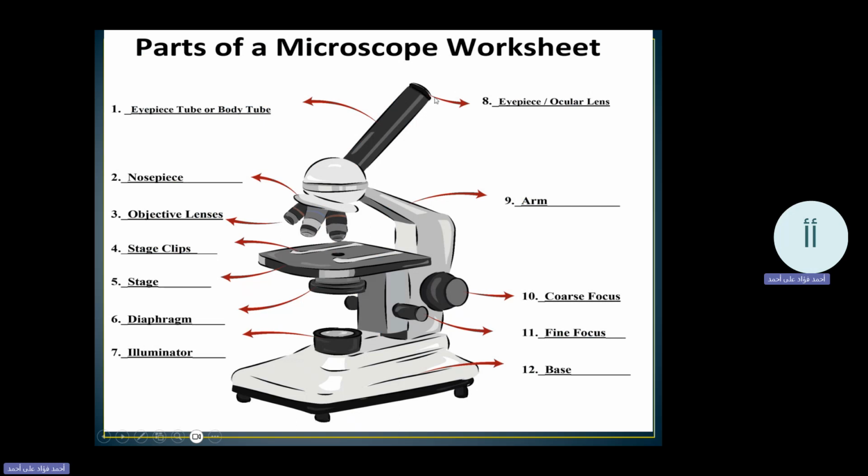هنا عندنا في البدايه الاوكيولار لينس او الاي بيس، وده زي تيوب كده في نهايتها جزء اسمه النوز بيس. النوز بيس بيبقى فيها مجموعه من الاوبجكتيف لينسز differ in الماجنيفاينج باور بتاعته. يبقى عندنا اول لينس اللي هي الاوكيولار لينس، العدسه اللي انت بتبص من خلالها، او بيسموها الاي بيس. بعد كده في التيوب في نهايتها النوز بيس، فيها مجموعه من اللينسز differ in الماجنيفاينج باور.